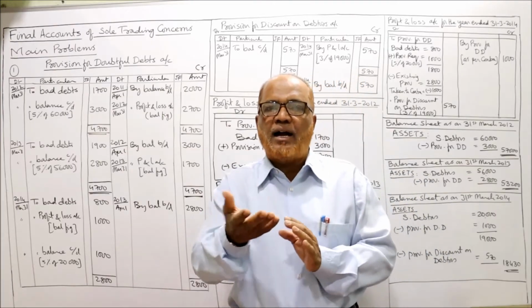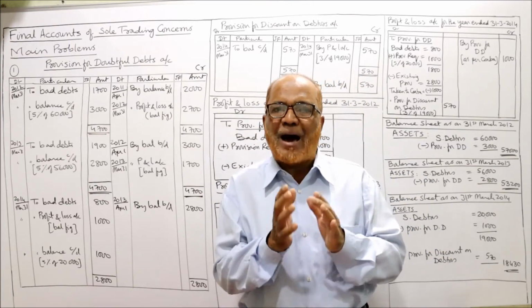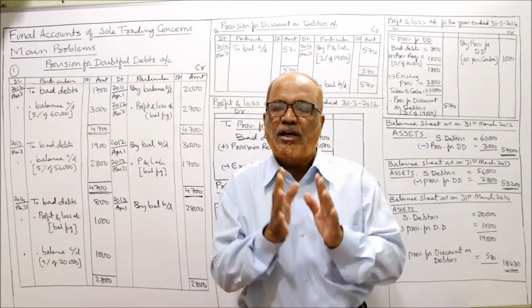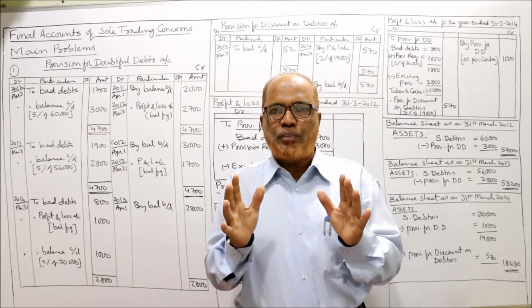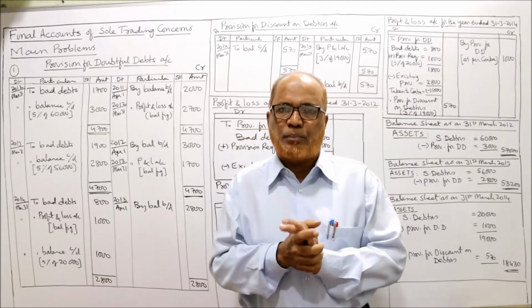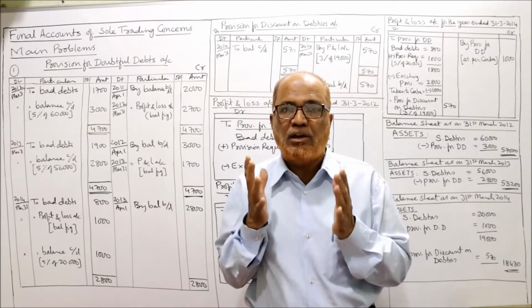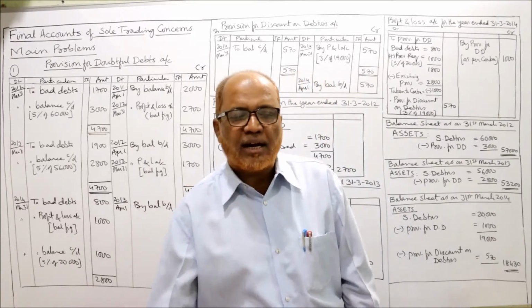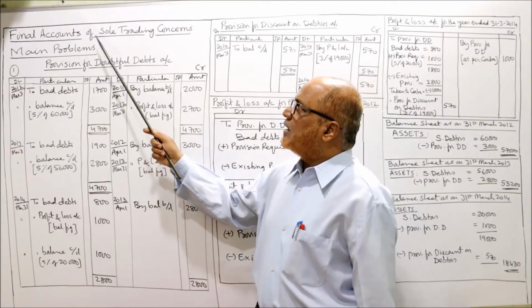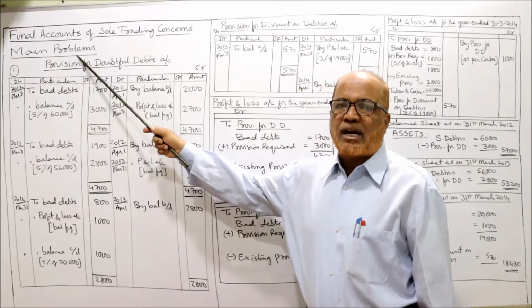Thirdly, how these items will be shown in the balance sheet of each of the years. This is the main problem. Hope you have understood the contents of the problem, what it is asking, what is given. Now, I'm starting the solution. See carefully here. Final accounts of sole trading concern. Main problem I'm starting now.